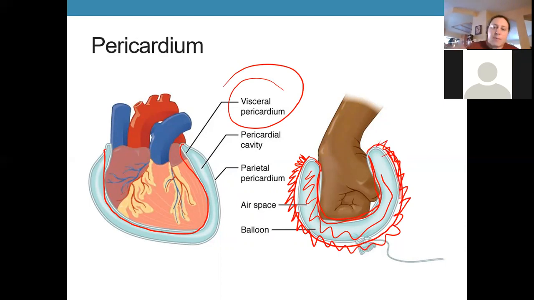Of the fibrous pericardium. In between is the pericardial cavity filled with a little bit of serous fluid, which the simple squamous epithelium is actually secreting. And this is exactly how it is with the heart too. So there's a little fold at the top, and it is all the way around where this is kind of anchored in.